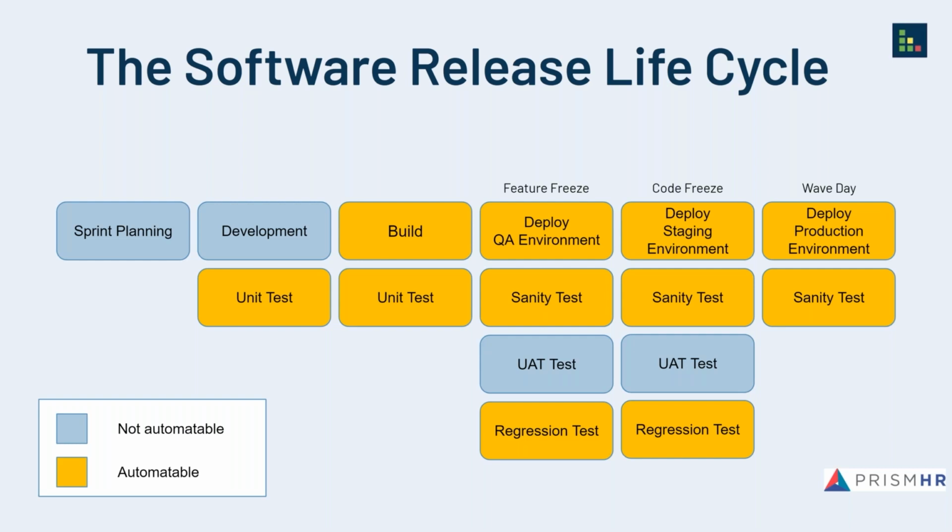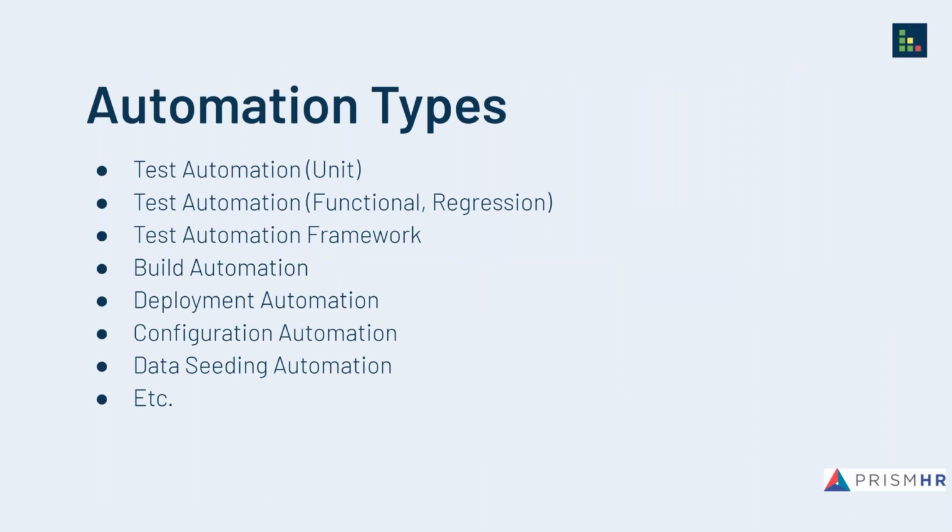So let's talk about automation types. And I kind of talked about this a little bit, but test automation, unit testing, test automation, functional and regression testing, test automation frameworks. The frameworks that you choose technically are automation. You can deploy that framework, you have to run that framework. Those are all things that can be considered automation. The build process is automation. The deployment is automation. Configuring the system after it's been deployed.